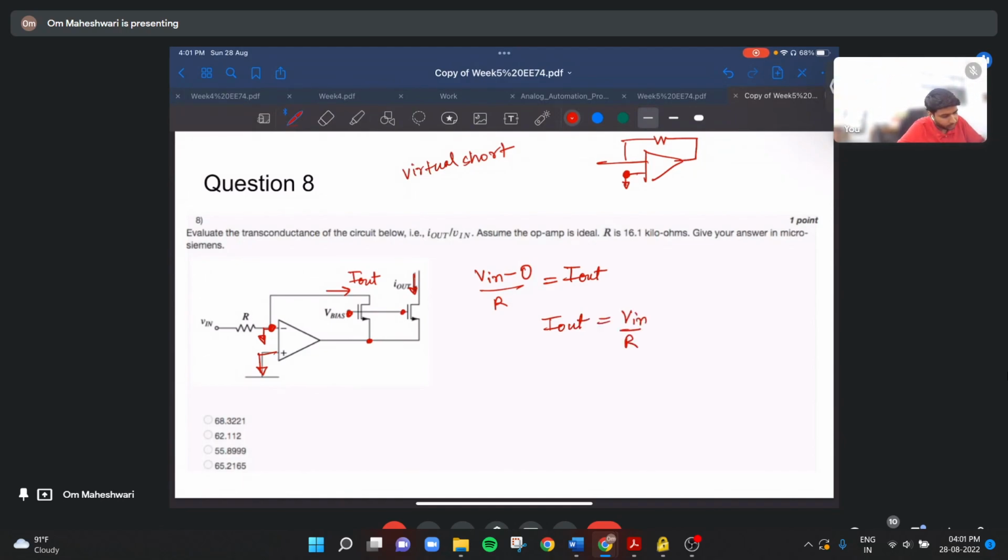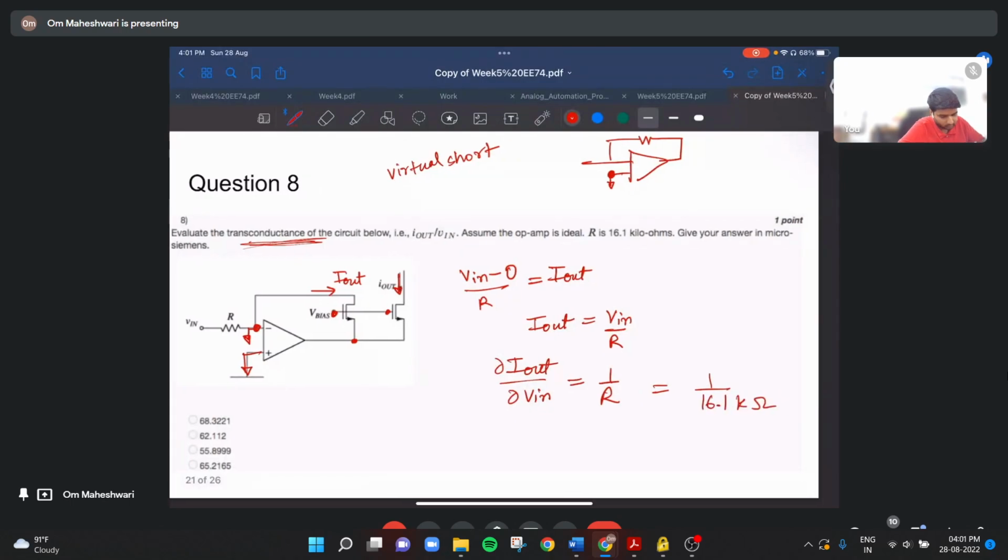And what we have to find? We have to find transconductance. Transconductance is what? Del I out by del V in. It will be 1 by R. R is 16.1 kilo ohms, so it is 1 by 16.1 kilo ohms. This will be the answer.